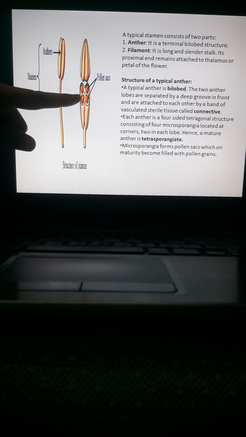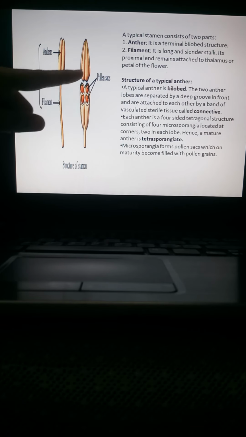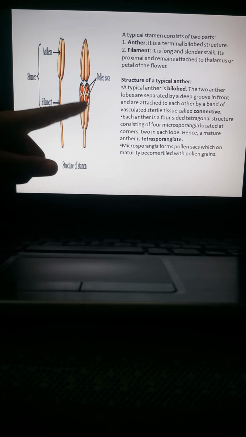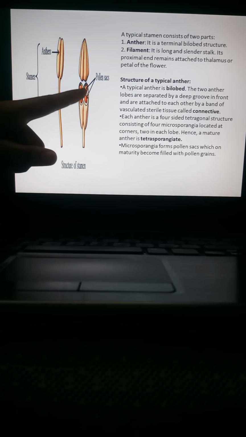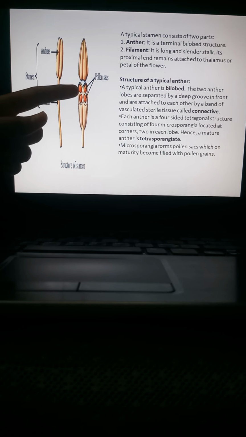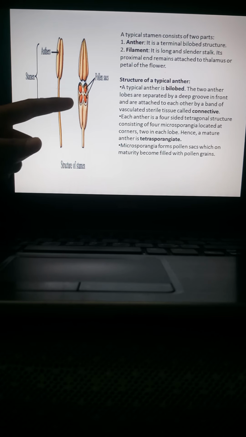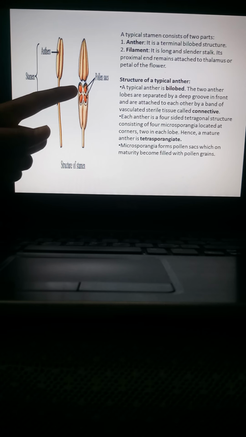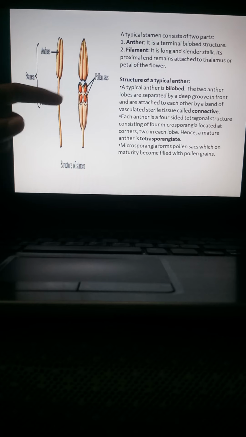So the microsporangia are the pollen sacs because they will be enclosing the pollen grains. They will be filled with the pollen grains at maturity. We'll later see how, when the anther is mature, this part of the anther between the two sporangia becomes weakened. The rest of the anther walls become fibrous, and it is here that the anther will dehisce. This part of the anther is called the stomium, the line of dehiscence that you can see between the two sporangia of the anther lobe.